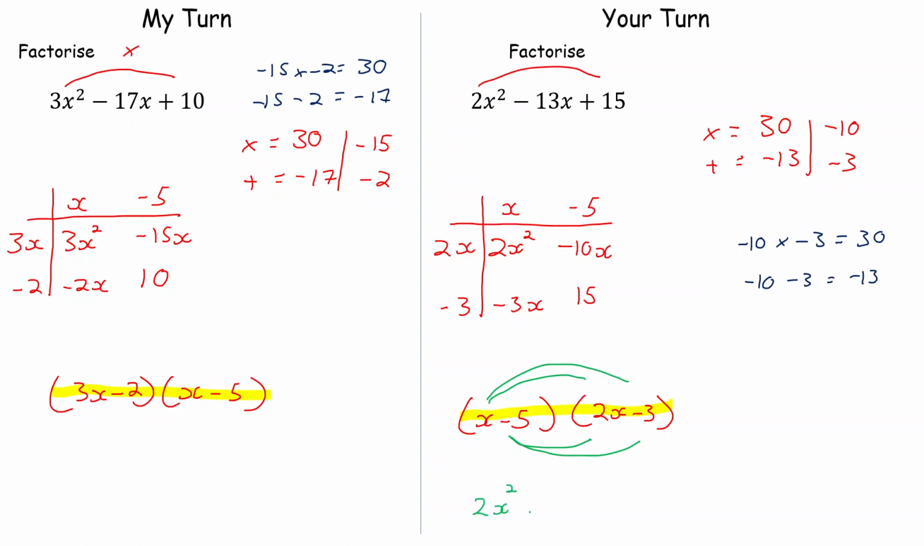X by negative 3 gives you minus 3x. Minus 5 by 2x gives you minus 10x. And then you've got the negative 5 by negative 3 gives you positive 15. And of course, negative 3x take away 10x just gives you minus 13x. And you can see you've got the same thing as what you initially started out with. Okay? So that's really good. But the part in yellow is your answer.